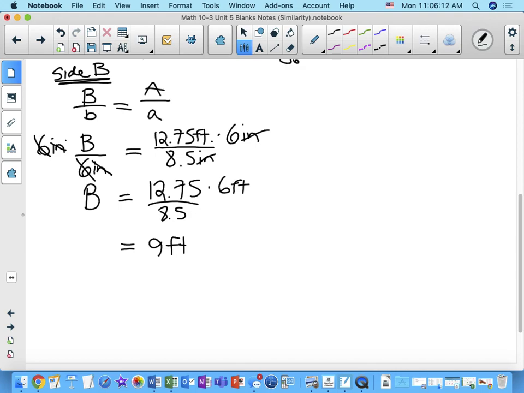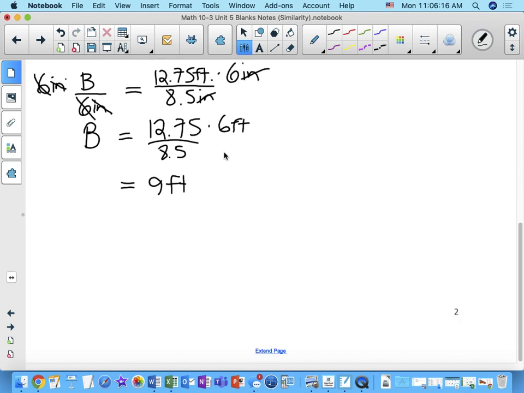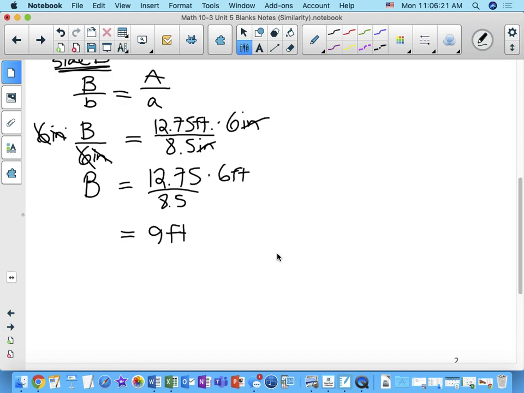So let's just do this in alphabetical order. Let's say we do side C next. But I said you need to do it silently until I'm done talking. Let's say we're looking for side C. Are we looking for capital C or little c?